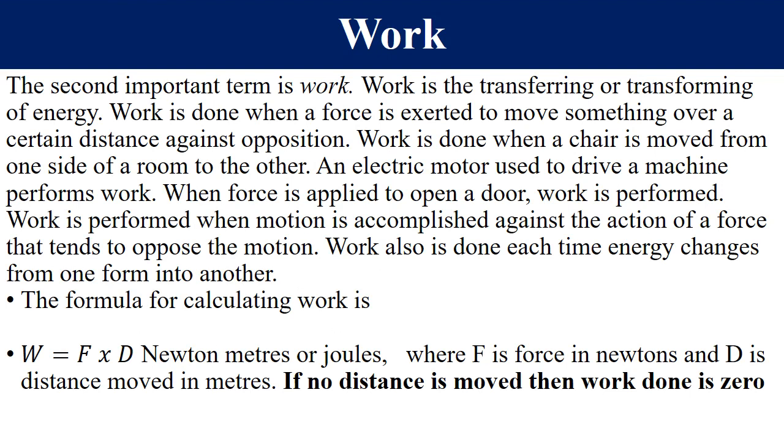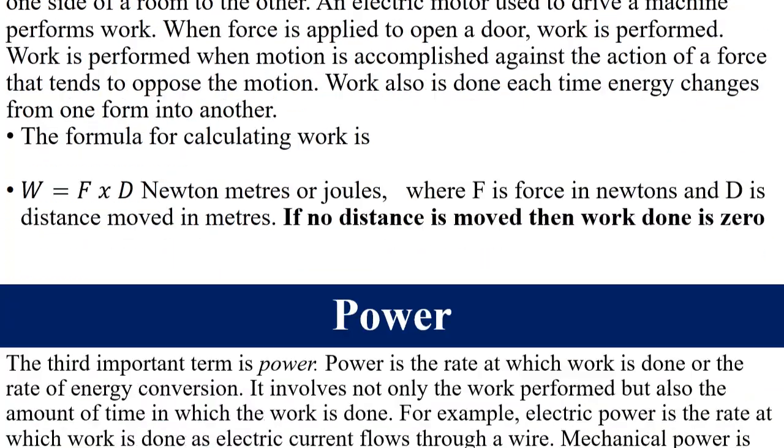Another important parameter is work, and work is done when a force is applied to something and that something is moved through a distance. Work is measured in newton meters or joules. If a force is applied and there's no movement, then the work done is zero. So how do you calculate work done? It is force times distance, where force is measured in newtons and distance in meters. And please take note, if no distance is moved, then the work done is zero.